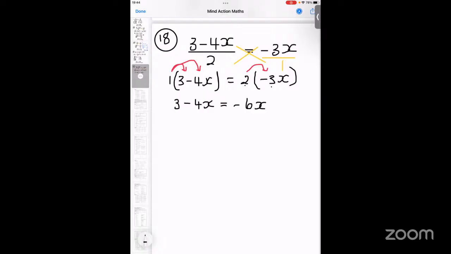Numbers on the right, letters on the left. So on the left, we have -4x. You take this to the other side, it is plus 6x, which is equal. You take this to the right-hand side, it becomes a -3. Did I not lose you there?